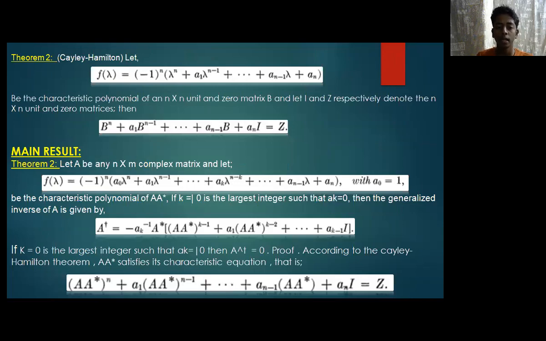Coming to Theorem 2, according to the Cayley-Hamilton theorem, let f of lambda is equal to minus 1 whole power n of lambda power n plus a1 lambda power n minus 1 plus so on up to a n minus 1 lambda plus a n, which is the characteristic polynomial of n into n matrix B. And let I and Z respectively denote the n into n unit and zero matrices, where here we can see that I denotes the n into n unit matrix, unitary matrix, and Z denotes the zero matrices, which we can see in this equation: B power n plus a1 B power n minus 1 plus so on up to a n minus 1 B plus a n I. a n I, meaning the n into n unitary matrix, is equal to Z, a zero matrix, which is 0 0 0 0 0.